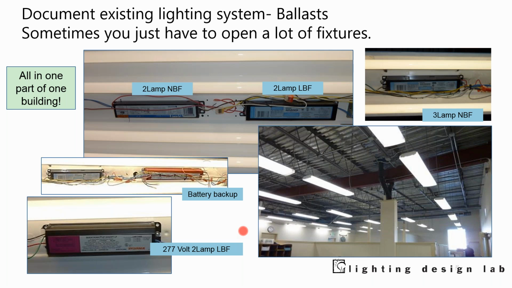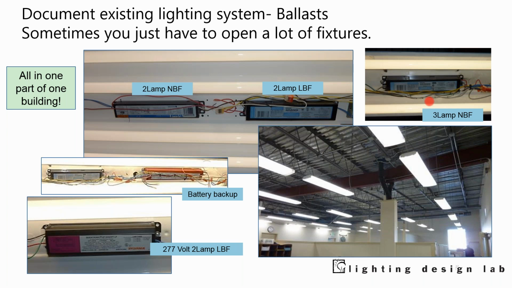Here's a ballast that's 2 lamp normal ballast factor. Here's a 2 lamp low ballast factor. Here's the next fixture over. Here's a 3 lamp fixture normal ballast factor. Even though it was operating 2 lamps, it was a 3 lamp ballast. So these are going to give very different wattage and light output readings.